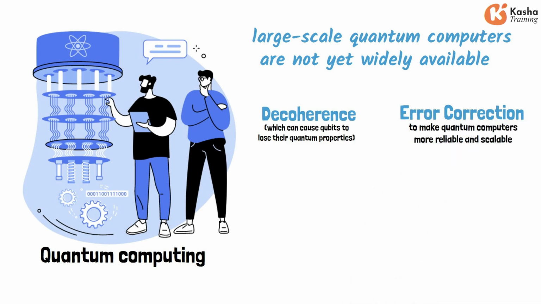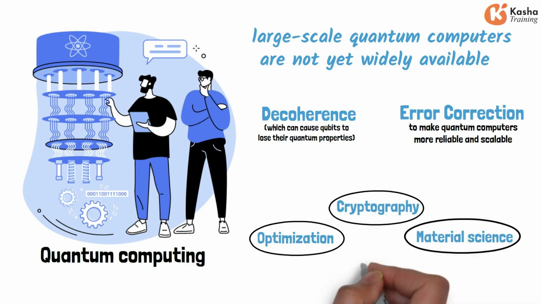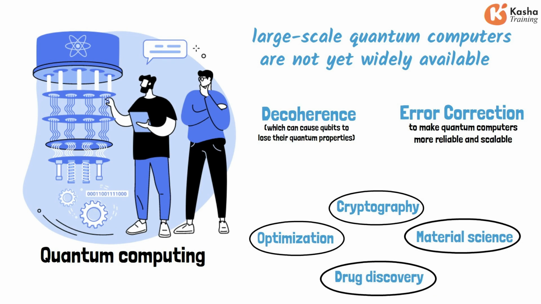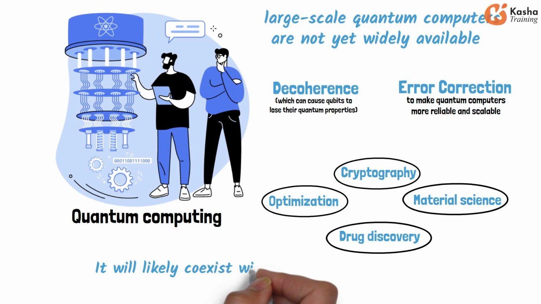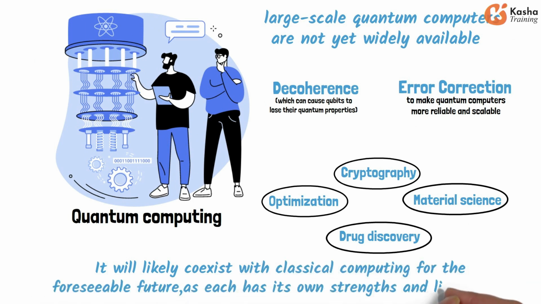Quantum computing has the potential to revolutionize fields like cryptography, optimization, material science, and drug discovery by solving complex problems that are currently intractable for classical computers. However, it is important to note that while quantum computing offers exciting possibilities, it will likely coexist with classical computing for the foreseeable future, as each has its own strengths and limitations.